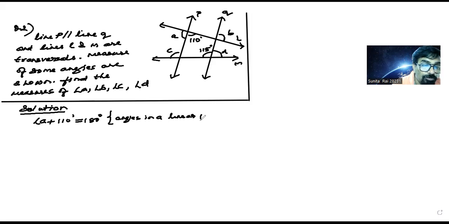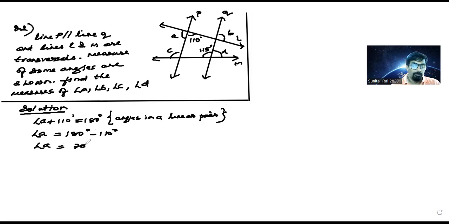Children, you'll have to excuse my handwriting because writing with a stylus on a pen tab is very difficult, okay? But I'm trying to write my best. Angle A equals 180 degree minus 110 degree. What I get, angle A equals 70 degrees. Highlight this. This is one of your answers, okay? We always highlight the answer. So now I know angle A is 70 degrees. I'm going to keep it in my mind, okay?